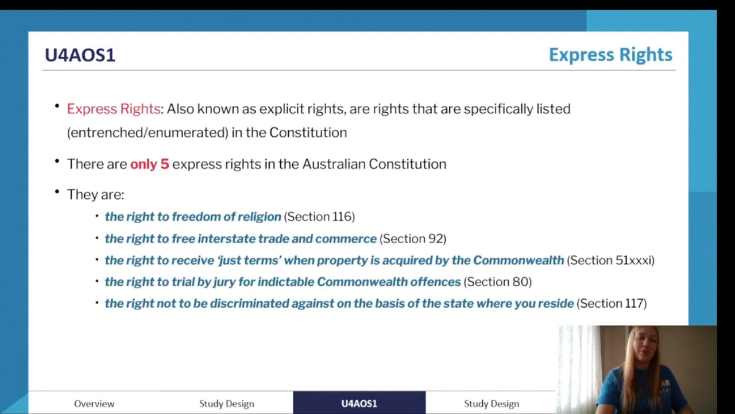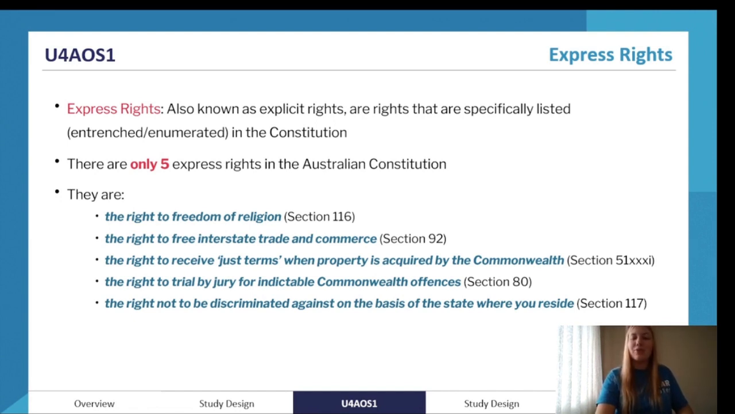That is extremely broad, meaning the Commonwealth could easily get around it. But think of things like giving sufficient time to vacate, giving some financial compensation, or offering maybe alternative housing, things like that. The right to a trial by jury for indictable Commonwealth offences in Section 80.